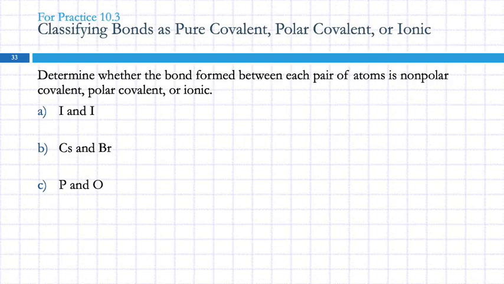This is the kind of question we should be able to answer. Determine whether the bond formed between each pair of atoms is nonpolar covalent, polar covalent, or ionic. These are the little rules that I scribbled up in the corner. I should probably make that into a nice slide one day. Iodine and iodine. What kind of bond is that going to make? That'll be a nonpolar covalent bond. They're going to share those electrons equally because they are exactly the same.